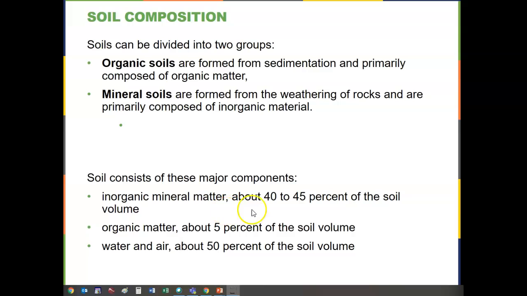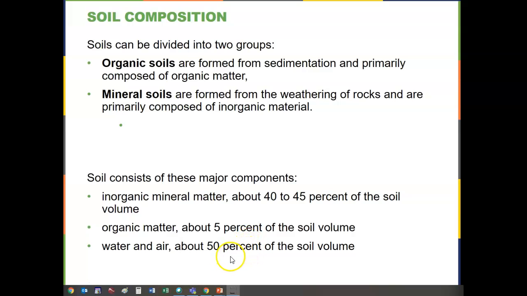As a generalization, about 40 to 45% of the soil should be mineral matter. So that's broken up bits and pieces of rock, sand, clay, mica chips, what have you. All the small little bits that make up soil that come from these mineral soil sources right here. The organic matter should be about 5% of the soil by volume. It can be more. There's many soils that are more, but this is what works well for cropping purposes.